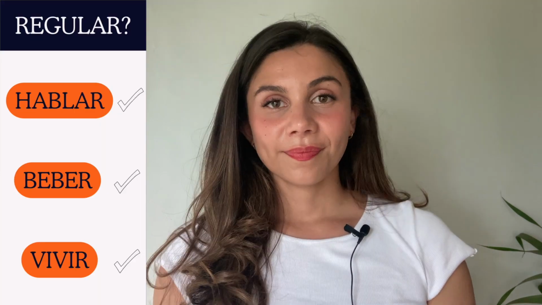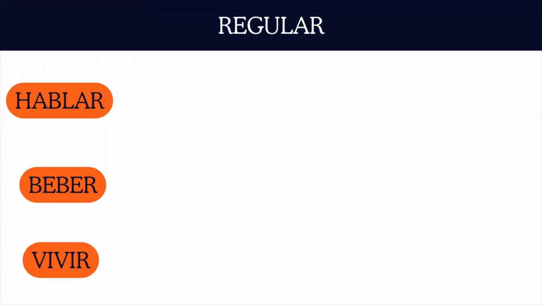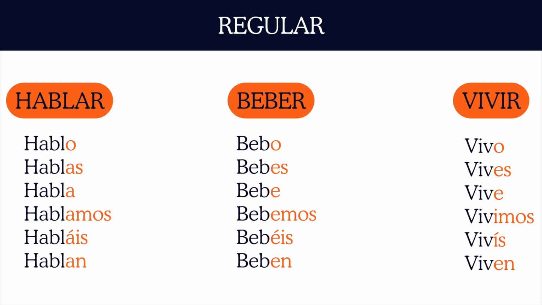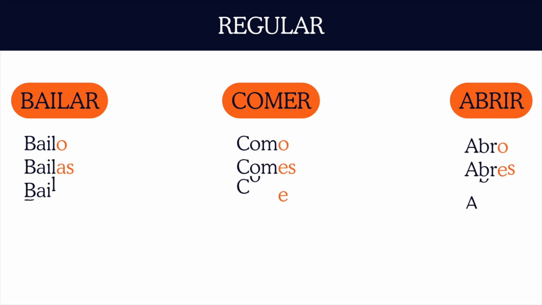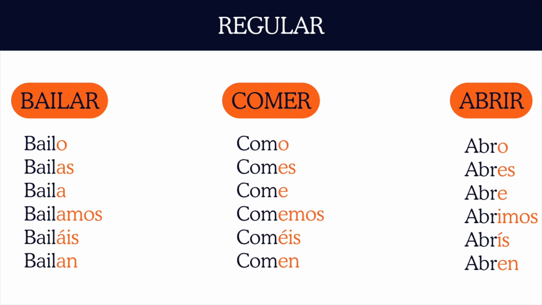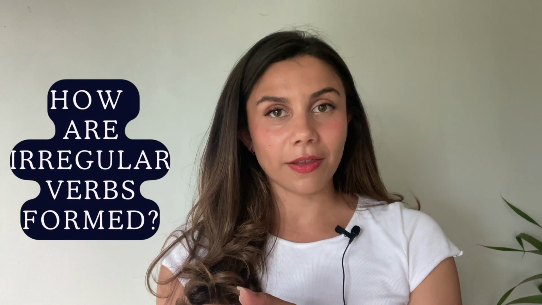Which one is it? Okay, so the verbs that I've just shown to you are called regular verbs. Any verb that is regular follows the exact same pattern as I've shown you here. So if these are regular verbs, how are irregular verbs formed?